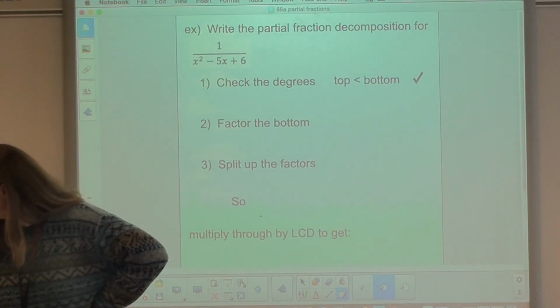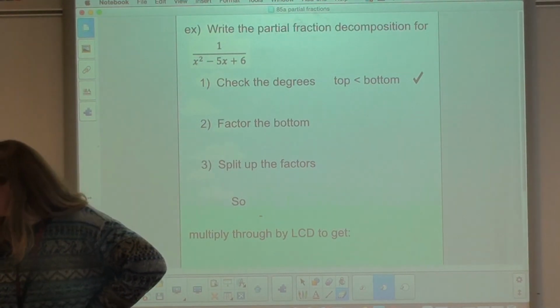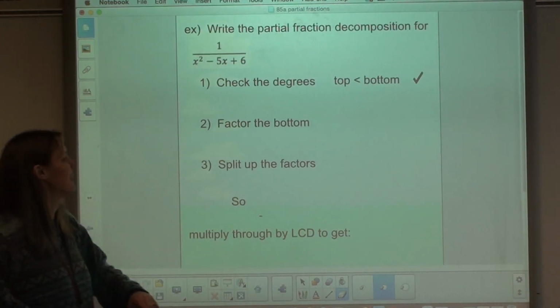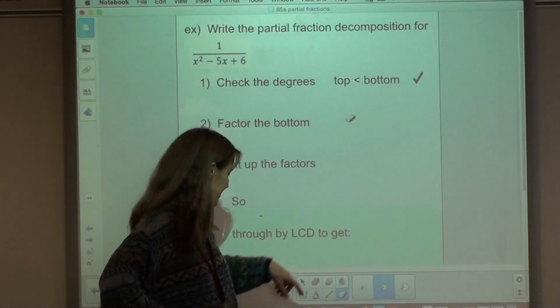There's a highlighter next to the actual marker. Somebody's living on the edge.